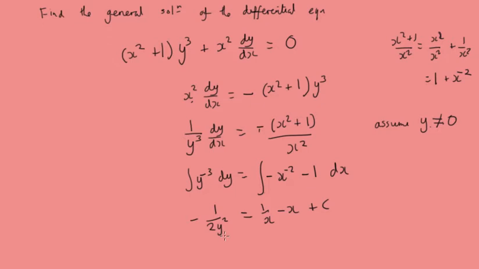But what happens if we look back to our original differential equation, if we look at this one here: x equals 0, dy by dx equals 0. So y equals 0 is a solution. So this is the general solution, or y can equal 0 as a separate solution to this equation.